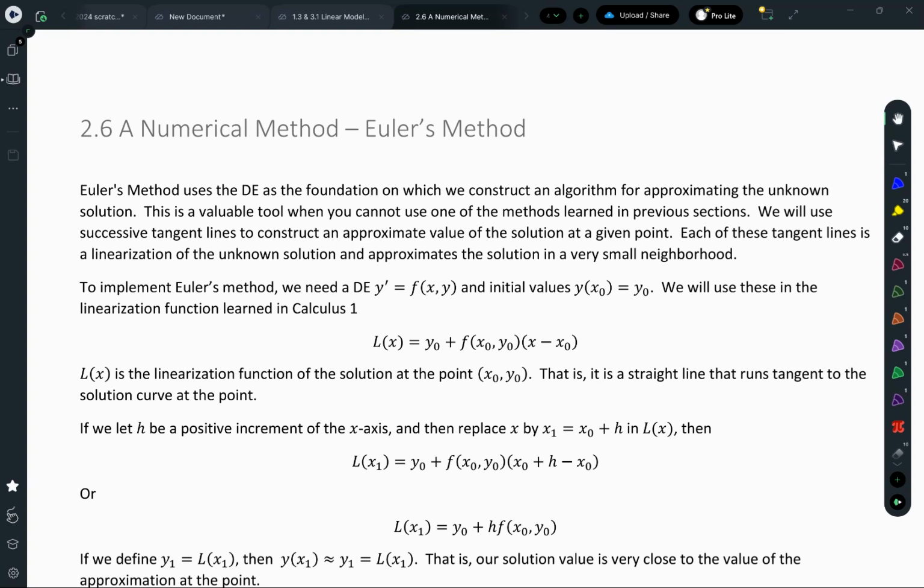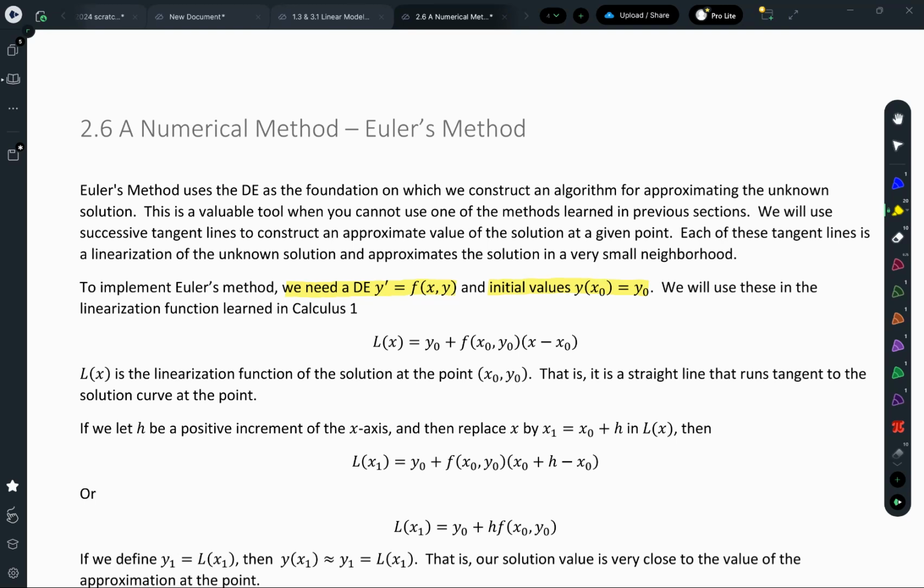And it's going to require us to know some information about our differential equation. In particular, we need to know what the differential equation is, but we also need to know one point, just one point that the solution could possibly go through. And typically that's the initial value, okay? So this is what we're talking about right here. To implement Euler's method, we need a differential equation, y prime, written as some function f of x, y. And then we need the initial values, y of x naught is equal to y naught. We're going to use those in order to build up our approximation function.